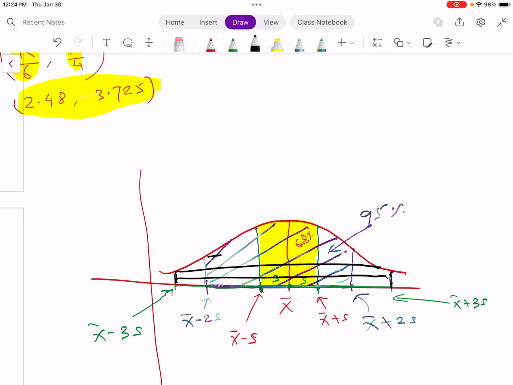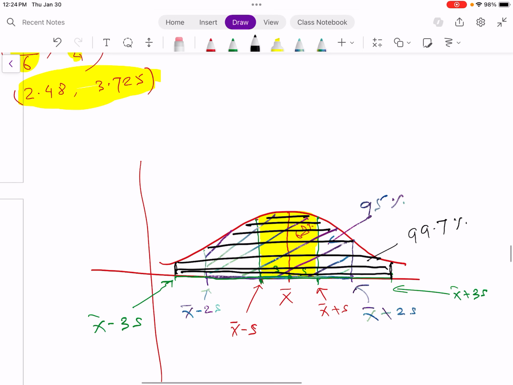Is it 99.7? Okay, so this region is 99.7. So 99.7% of measurements are here. Now, what about the remaining percentage of the measurements? Where do we find them?